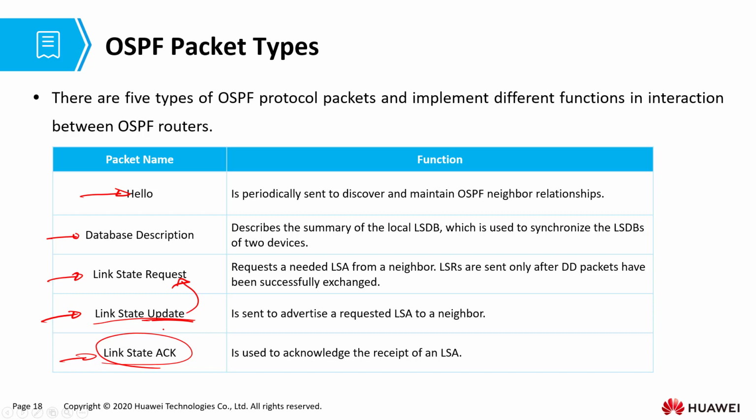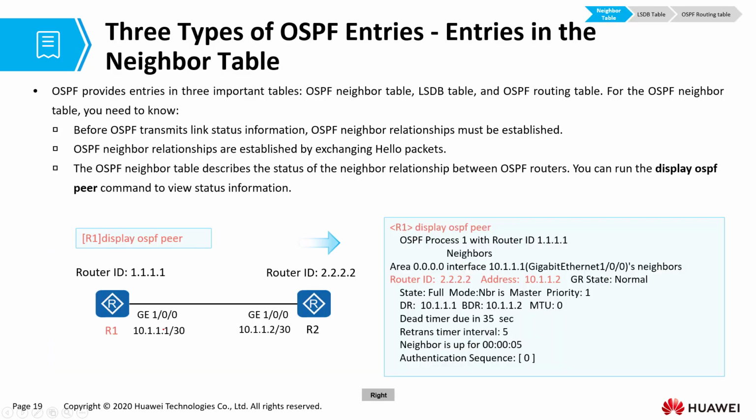Again, these are the 5 protocol packets that OSPF uses. Well, with these 5 protocol packets, and speaking of neighbors, link state databases, and routing tables, you realize there is a number of tables that OSPF needs to keep track of. There are 3 types of OSPF tables. The very first table is the neighbor table.